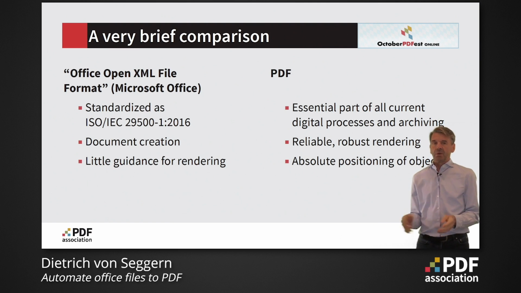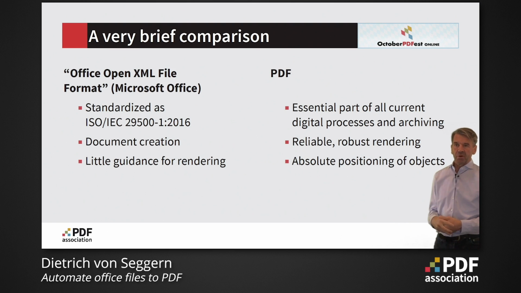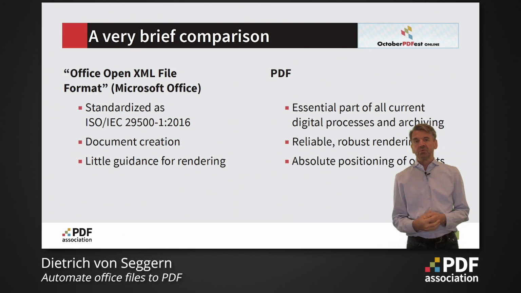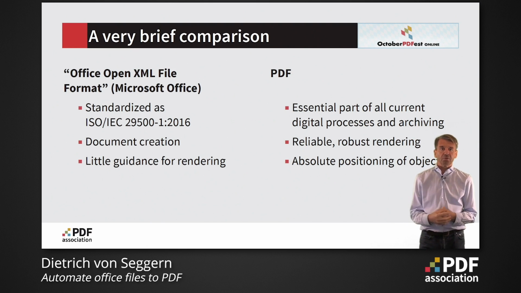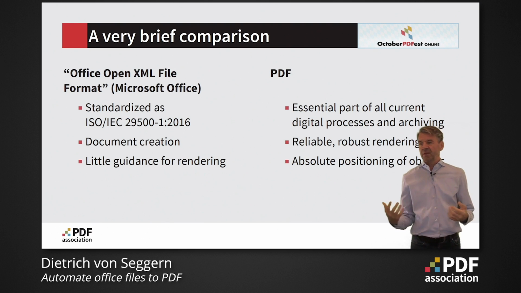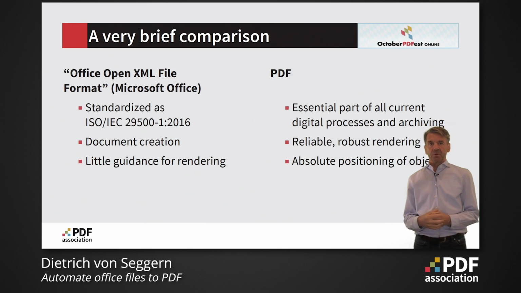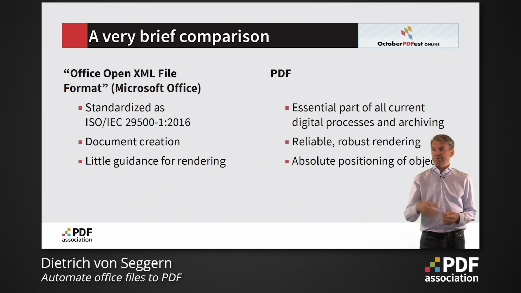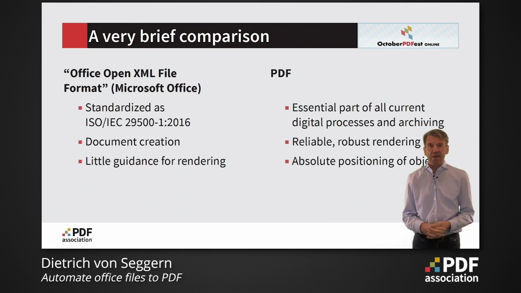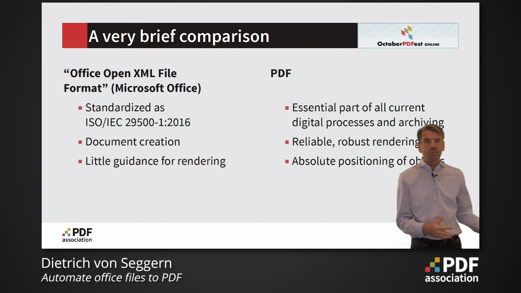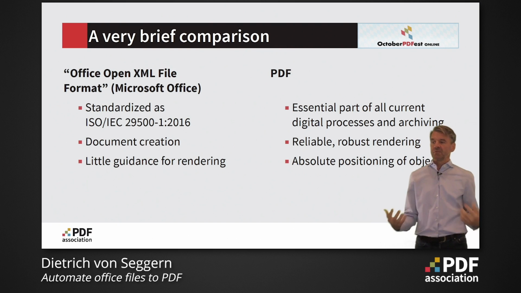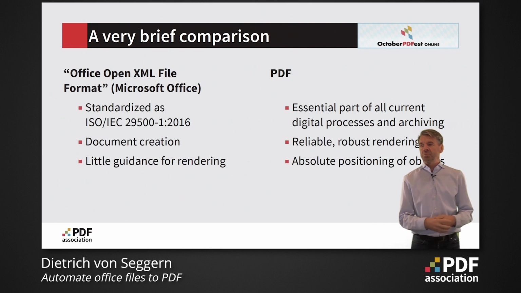First question, why should you actually do that? Let's begin with a very short comparison of the two file formats. When you create an Office file in, let's say, Microsoft Office, you are actually using an ISO standard when you save it. It's called Office Open XML. It's an ISO standard in the same way as PDF is. So again, why would you want to convert from an Office file to PDF?